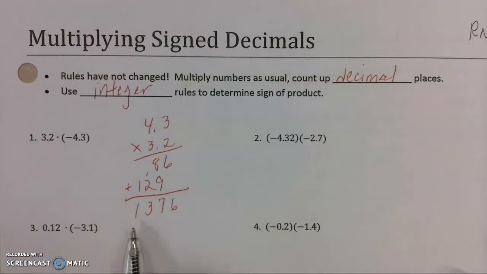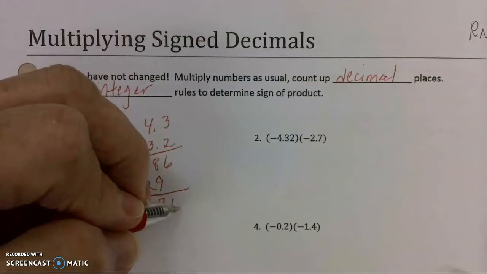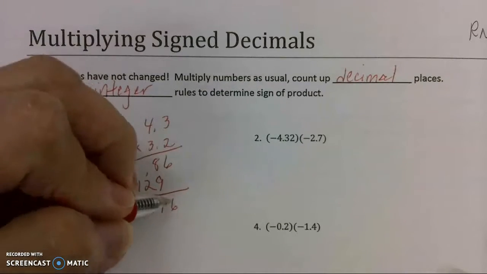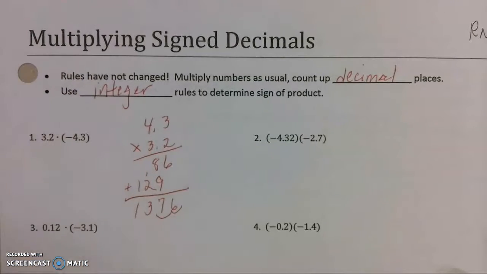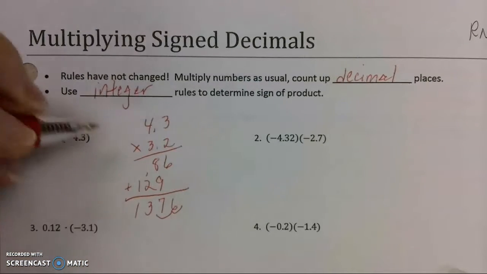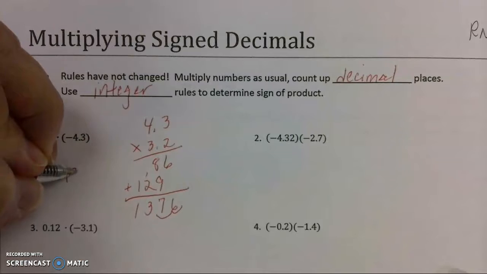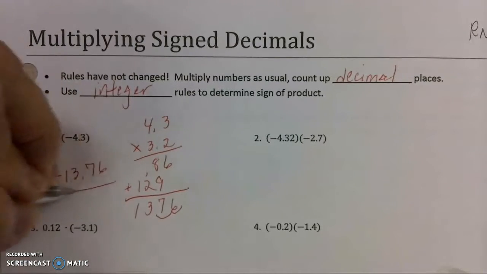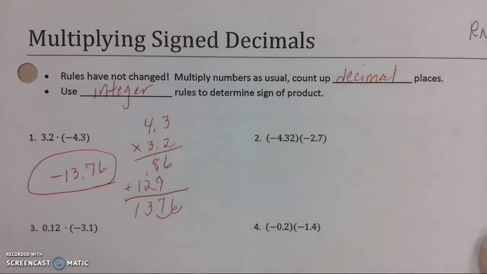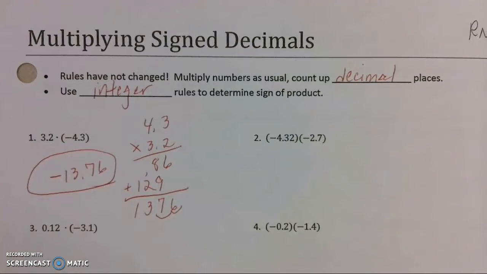Now, there's my number answer. So now I have 2 decimal places. So I'm going to move that decimal point 2 places. And my answer is negative 13.76. That's all there is to signed decimals.